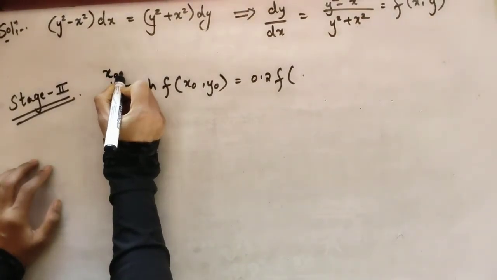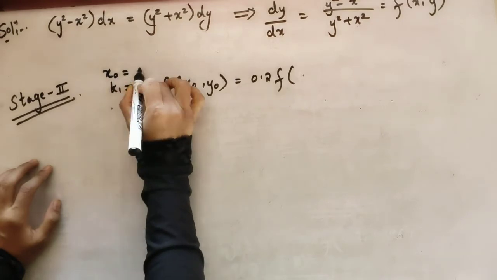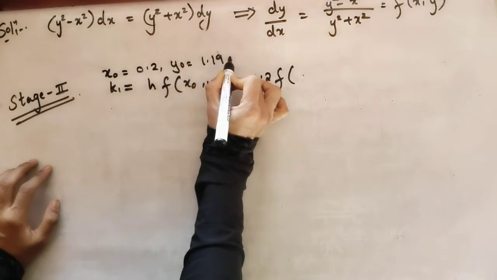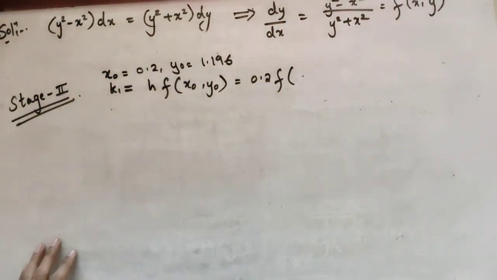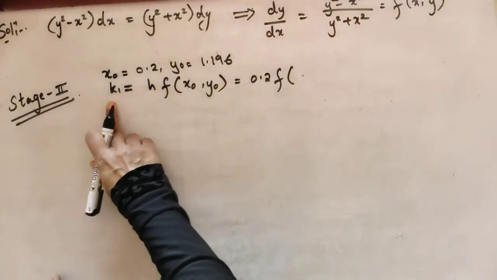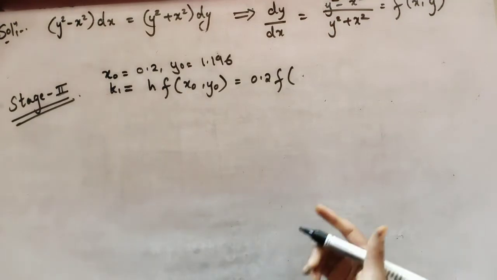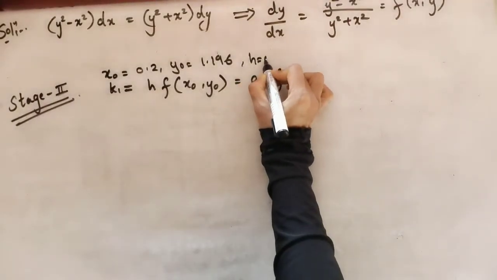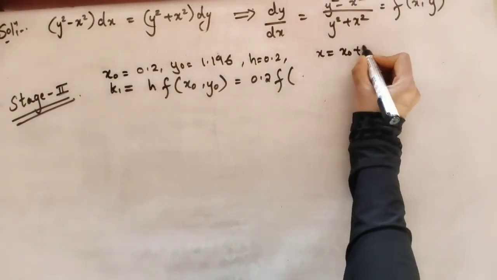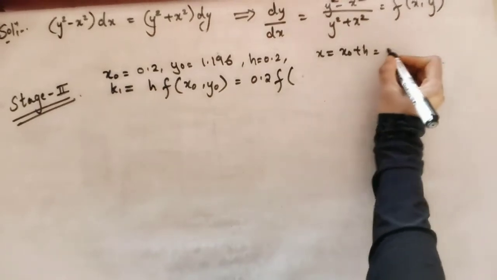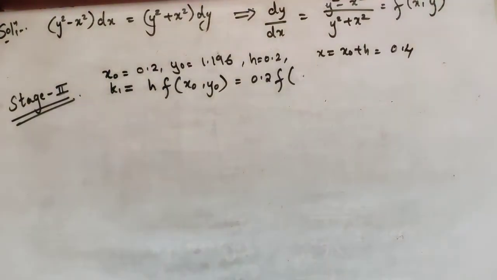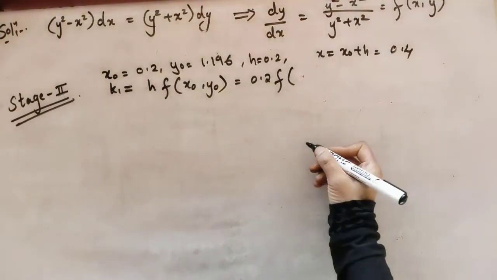For stage 2, your initial value for x naught is going to be 0.2, y naught is 1.196, I guess. Yeah, previously I have erased it. So let's work for the value of K1 now and just do a few more steps, that's it. So h is again 0.2 here. The value of x, that is x naught plus h, becomes what? x naught is 0.2, h is 0.2, so it becomes 0.4 this time. At the end of stage 2 you will get the value at 0.4, which will be the final answer.